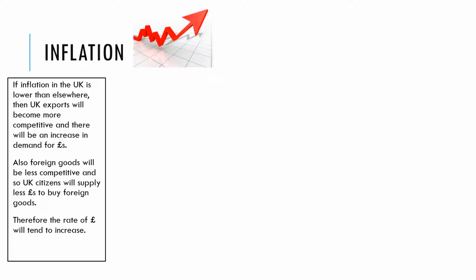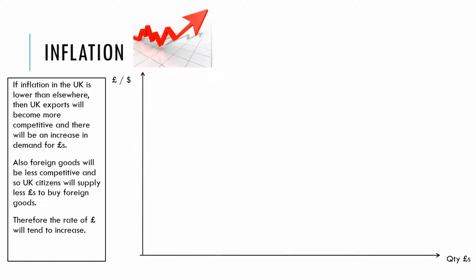Now, in order to buy something from the UK, you need to buy pounds. So there will be an increase in demand for pounds. Also, foreign goods will appear less competitive as their prices are rising faster. So UK citizens will supply less pounds to the foreign exchange market to convert for foreign currency because they're not buying foreign goods. Therefore, the rate of the pound will tend to increase. And so we can illustrate this in a diagram.